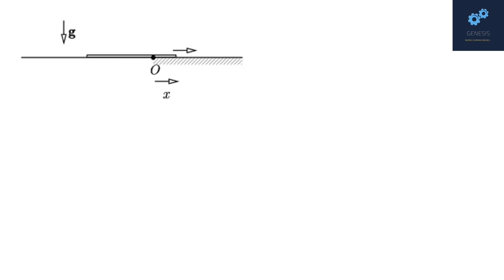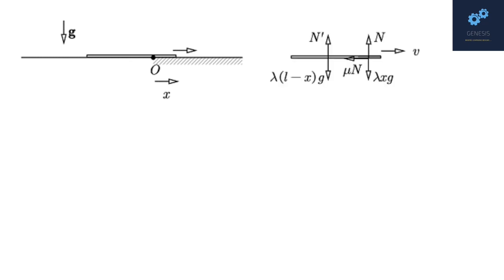This figure shows the situation when X length of the rod has entered into the rough region, and this figure shows the free body diagram. I have divided the normal force into two parts, N and N dash, corresponding to the portion of the rod inside and the portion of the rod outside. For the portion of the rod inside, N will be equal to lambda into X into G, where lambda is the linear mass density, which is m by L in this case. I will work throughout with linear mass density here.